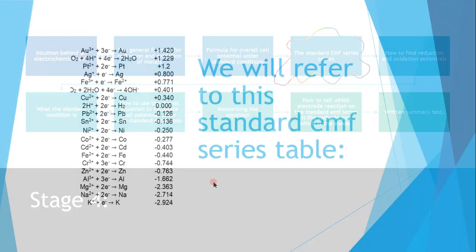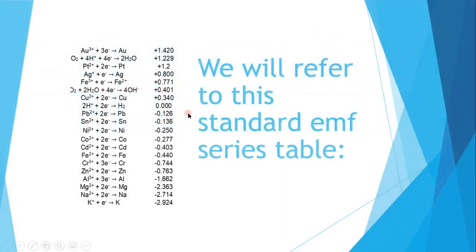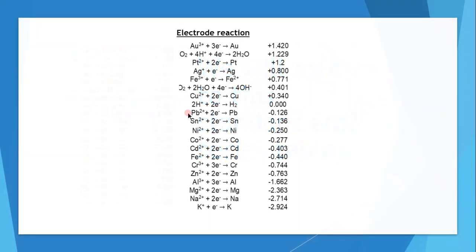Alright, the standard EMF series table, the one that I was just talking about. So we're going to refer to this one. There's a lot of tables that have a lot of different elements in them, but we're going to refer to this one. So it's okay if yours looks different. So this is the electrode reaction. So you could have gold as your electrode, you could have silver as your electrode, you could have iron, whatever, anything on here. And this is the standard reduction electrode potential. So that is the reaction which occurs, and this is the voltage which is generated when this reaction occurs.